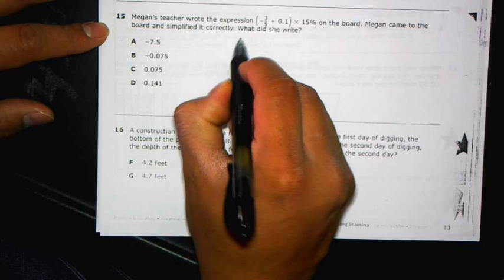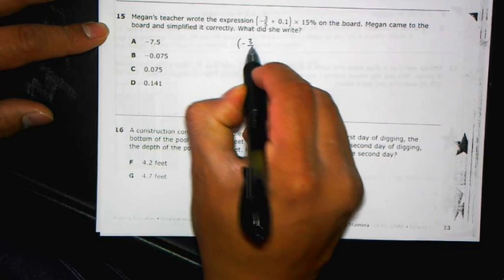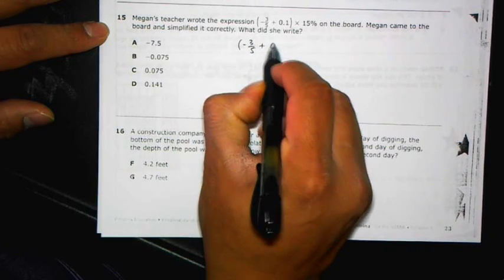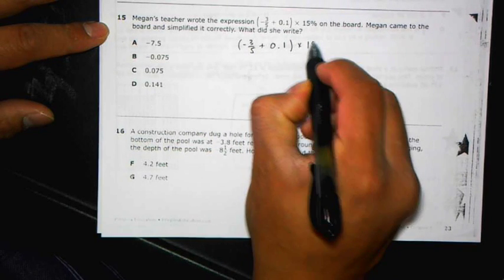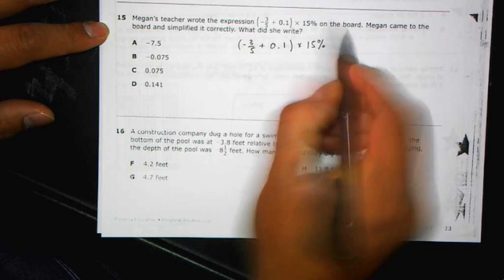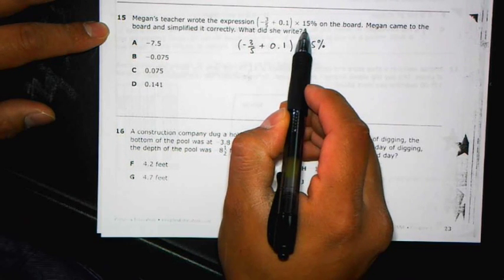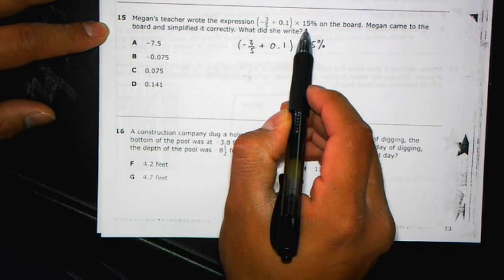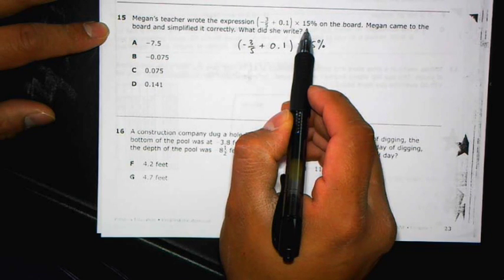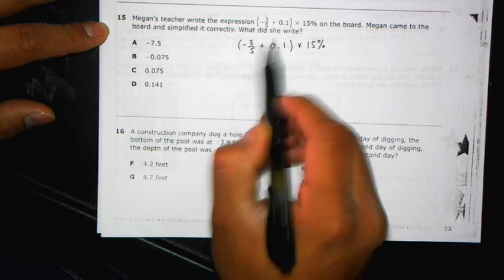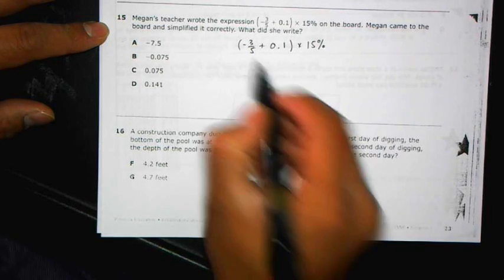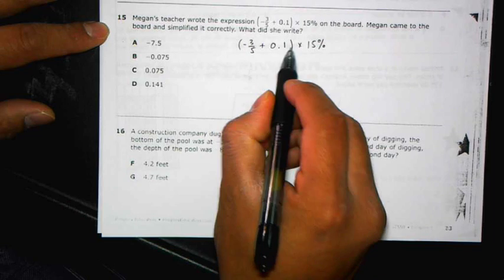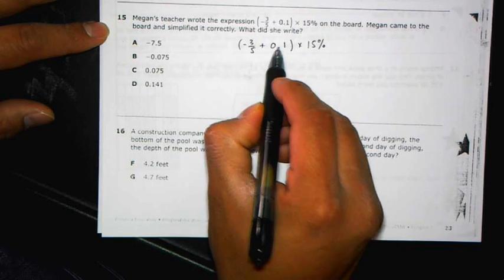So you have negative 3/5 plus 0.1 times 15%. Okay, and I want you to pay close attention to the 15% because just like I've taught you, you cannot multiply percent into any of this until you convert it into a decimal. So you have a fraction, you have a decimal, and you have a percent.